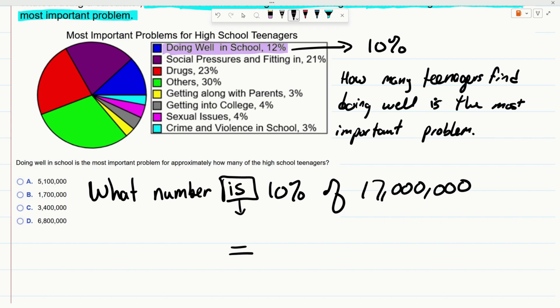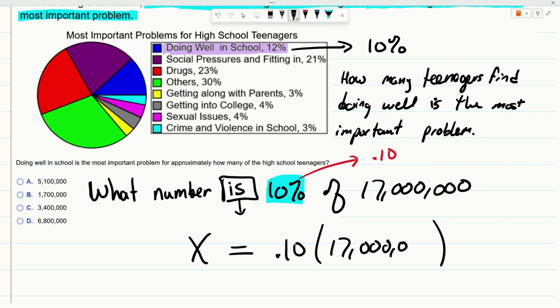On the left-hand side of this, what number? Well, that's going to be the left-hand side of our equation. What number? I have no idea. So I'm going to abbreviate with the letter X. On the right-hand side, the thing we have to remember is we never ever do math with percent signs. We always convert them into a decimal first. So 10% is really 0.10 as a decimal. So this is going to be 0.10. The word of means to multiply. And when we multiply, we're going to multiply by 17 million.